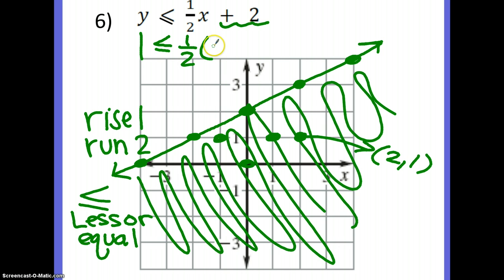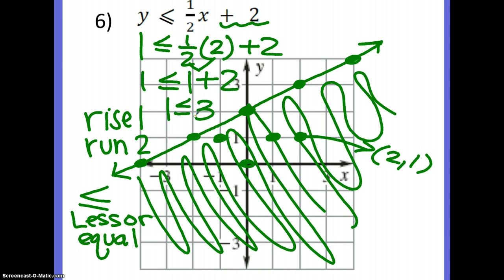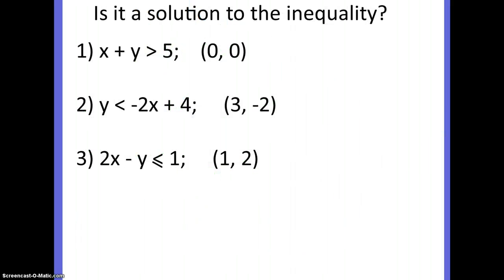And I'm going to plug in 2 for x plus 2. Half of 2 is 1. So I did a half times 2 and I got 1. And then 1 plus 2 is 3. So 1 is less than or equal to 3. And yes, 1 really is less than or equal to 3. So 2 comma 1 is a solution to that inequality.